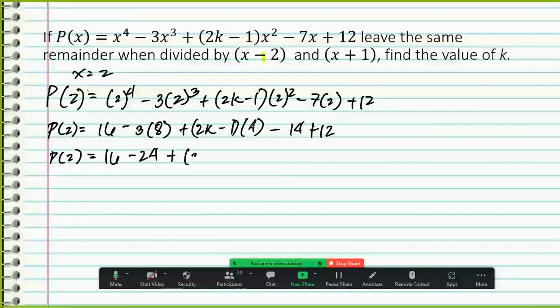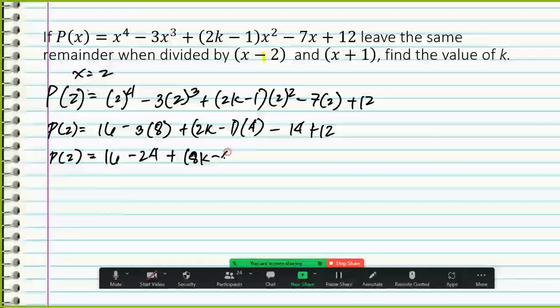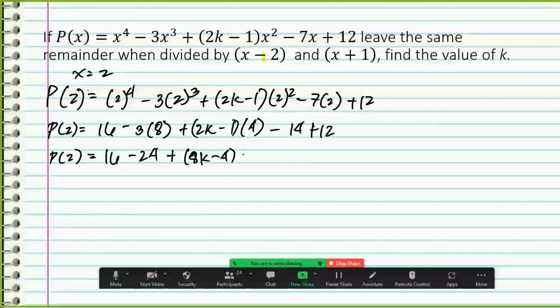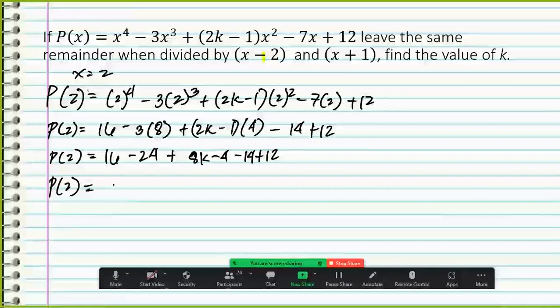So we multiply, or distribute, 4 in this expression, 2k minus 1. So we have 8k minus 4. Okay? So we can remove the parenthesis because we have already distributed 4. Then we have negative 14 plus 12. Okay? Then p of 2, 16 minus 24, that's what? Negative 8.